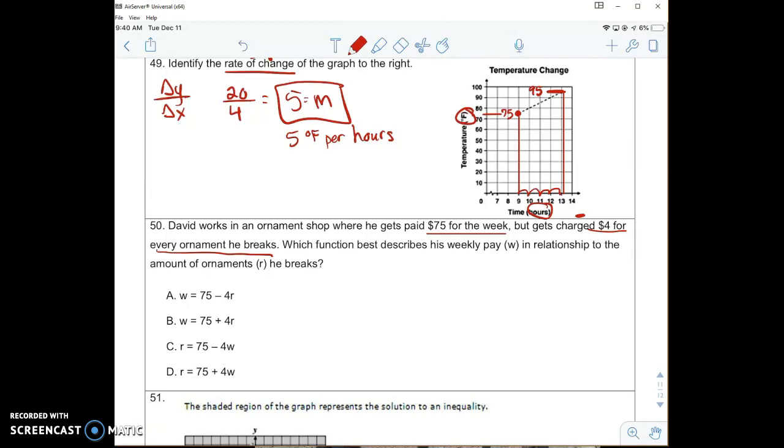Okay, so we're being charged, so we definitely need a function that has subtraction, so it cannot be B or C. And it's $4 for every ornament. Ornaments are R, so we need to have 4R in our equation. Has to be A. W represents weeks.